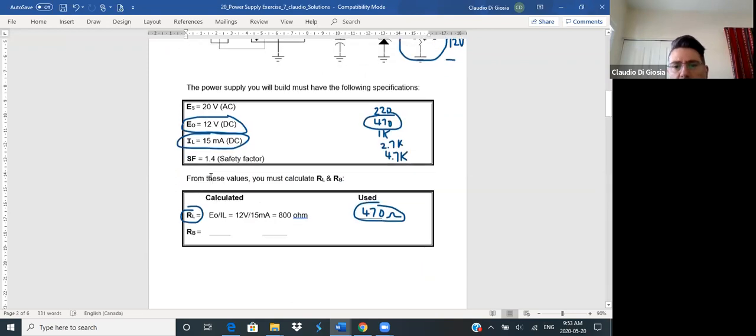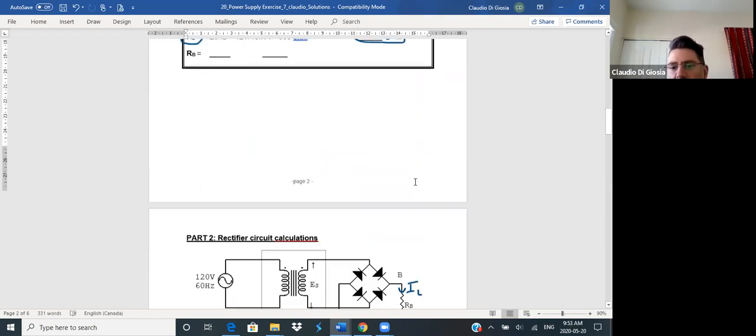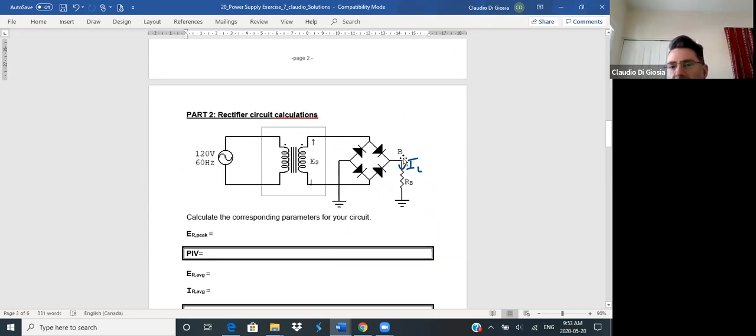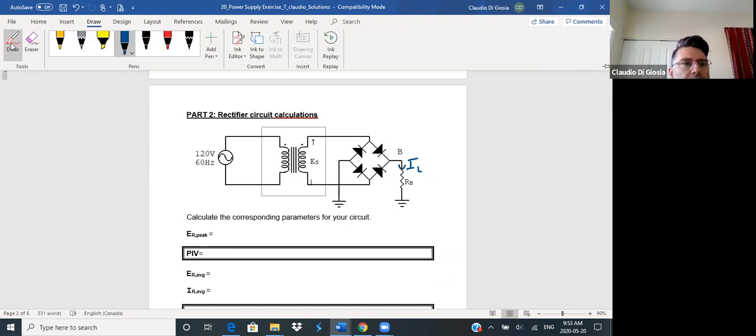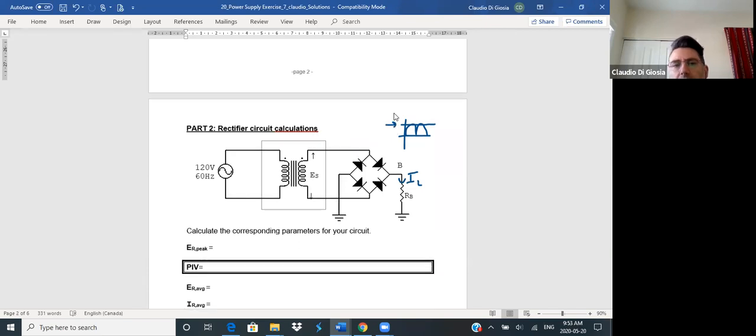So the voltage at RB, we're not looking up here. Here we're looking at EO for RL, which was 12 volts. But now we're looking at this circuit here on the next page. We don't have EO here. The voltage we have here, just so it rings a bell, is a waveform that looks like this. We have two positive peaks. This peak here is what we're using, the peak value.